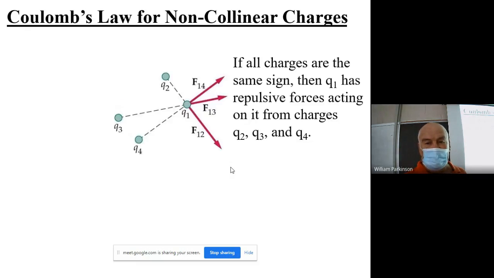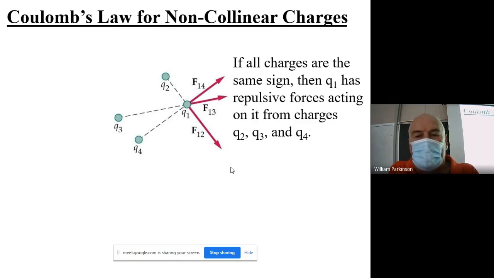All right. Now, what happens if you have a whole bunch of charges? Here's what this cartoon is trying to show you. In space, I have a Q1. And in space, it is surrounded by three other charges, Q2, Q3, and Q4. And it says all these charges are positive. So all these charges are the same sign.